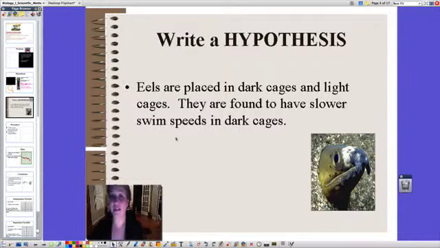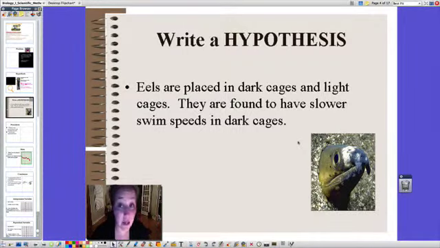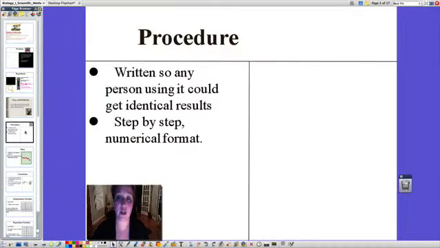Writing a hypothesis. Eels are placed in dark cages and light cages. They are found to have a slower swim speed in dark cages. So what would a hypothesis look like? It has to be an if-then, right? So, if eels are placed in dark cages, then they will have slower swim speeds than in light cages. If-then is how you want to write it.